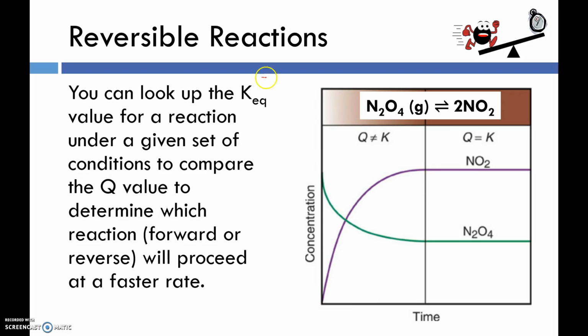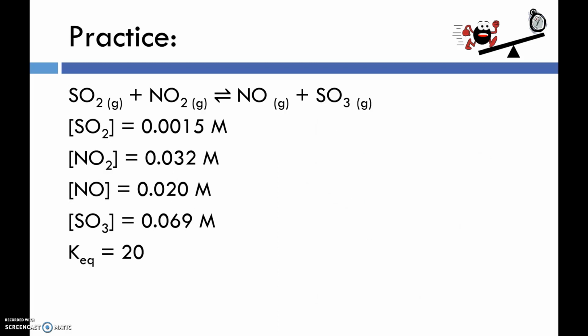The way it'll work is you'll be given a KEQ value, or you could look it up in theory under a given set of temperature and pressure conditions. You're going to take your value of Q, compare it to the KEQ, and then determine, am I at equilibrium? And if you are not, will the forward or the reverse reaction proceed at a greater rate, a faster rate, until equilibrium is established? So it sounds like a whole lot is going on, but it's really not that bad. Let's go ahead and look at a practice problem.